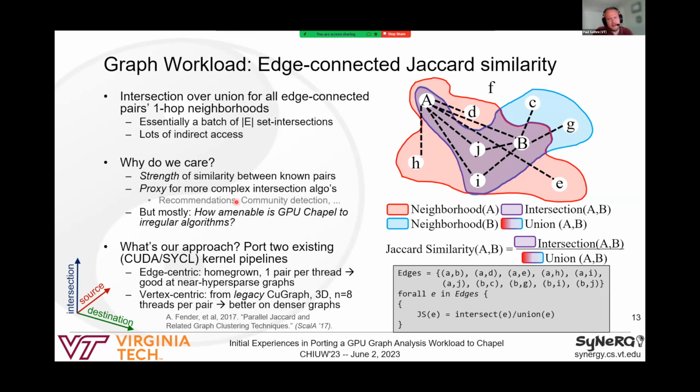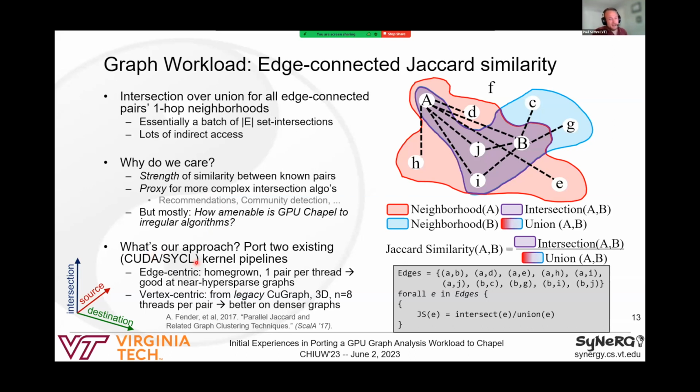And again, the reason we care about this application is really as a proxy for more complicated intersection algorithms, recommendation engines, community detection, or things like that, and to get a firsthand understanding of how good GPU Chapel is at representing these. So our approach was to take our existing CUDA and SYCL application. We've written it in 2 languages, so now we've got a third.